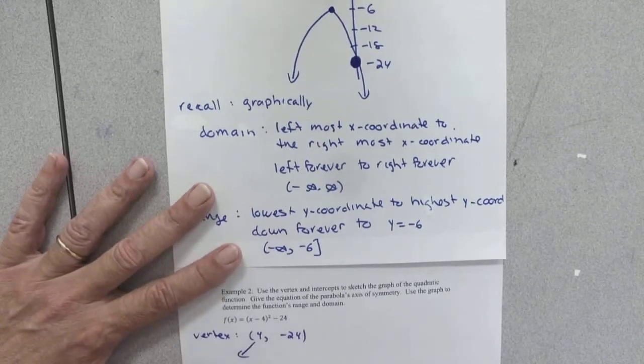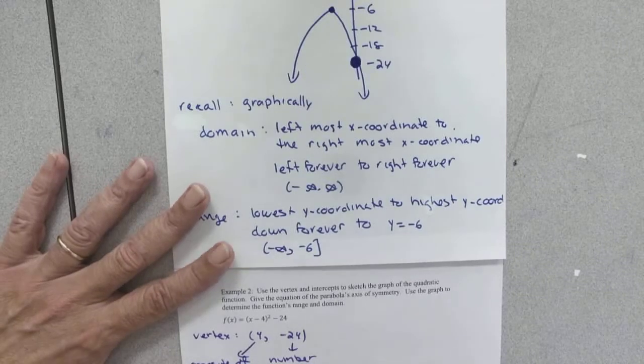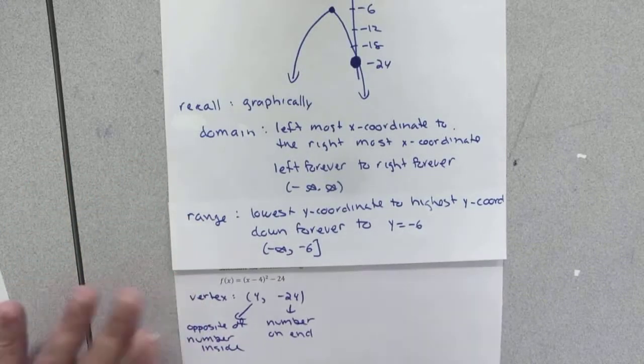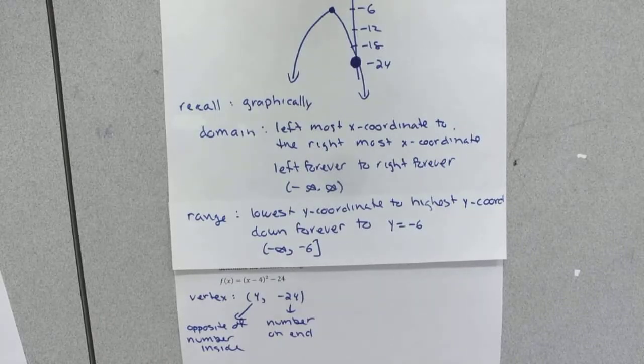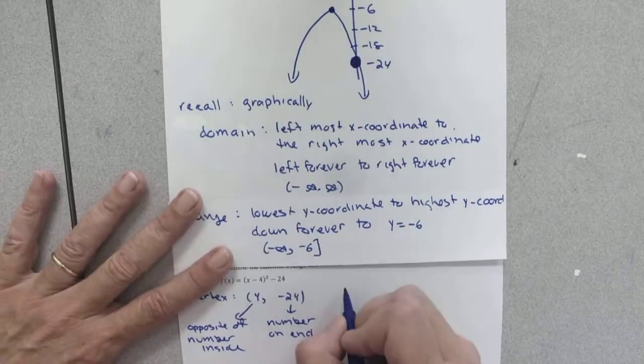And again, you're doing the opposite of the number inside and the number on the end, as long as it's written in standard form. If it's not written in standard form, go ahead and rewrite it.